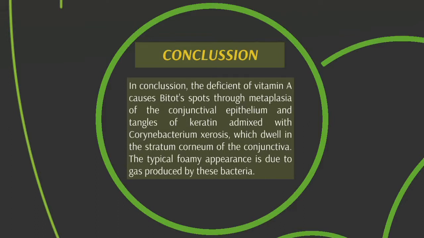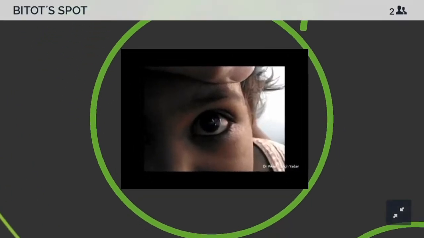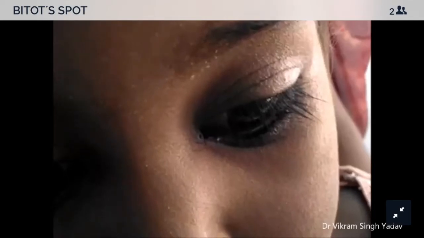In conclusion, the deficiency of vitamin A causes Bitot spots through metaplasia of the conjunctival epithelium and tangles of keratin admixed with Corynebacterium xerosis, which dwell in the stratum corneum of the conjunctiva. The typical foamy appearance is due to gas produced by this bacteria. Histologically, Bitot spots show keratinization, irregular maturation, inflammatory infiltration, and accumulation of gram-positive bacilli. In developing countries, primary VAD is mainly caused by malnourishment, particularly from decreased intake.